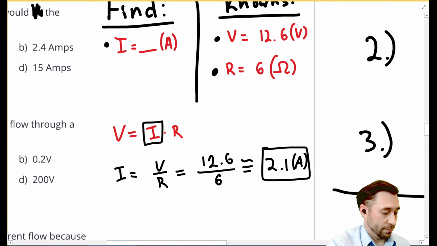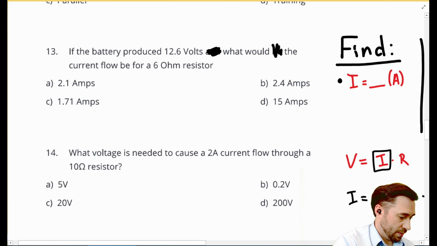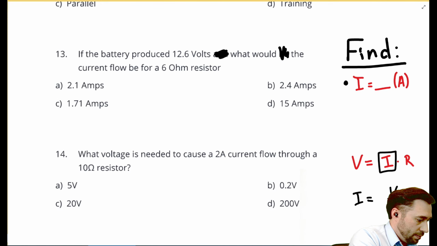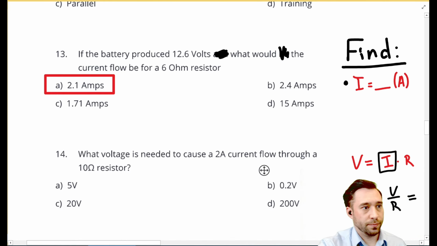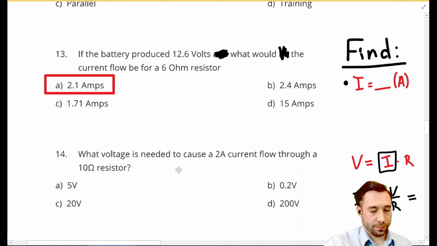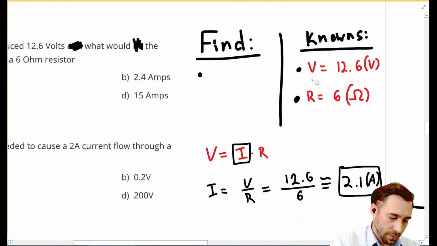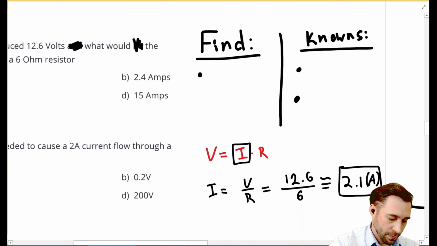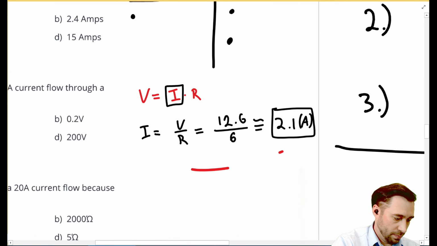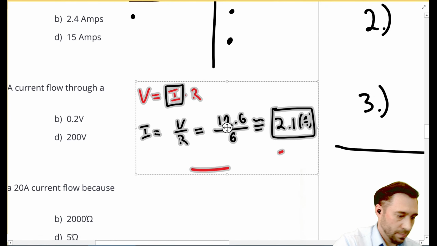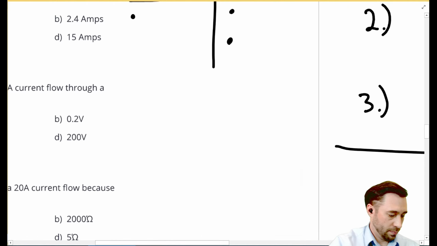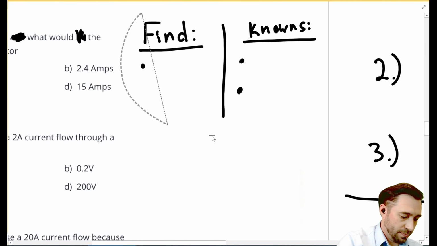Cool. All right. 2.1 amps. Any questions so far? Okie dokie. Now we're going to go to the next one.